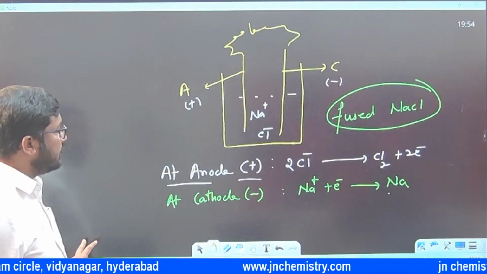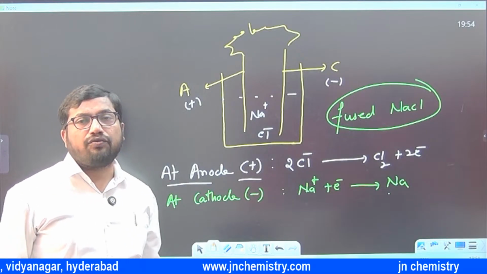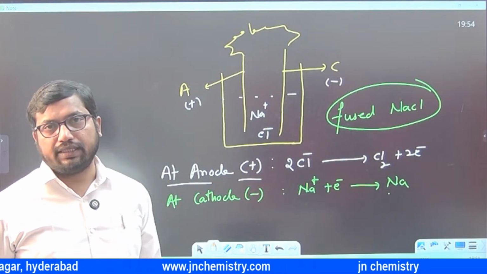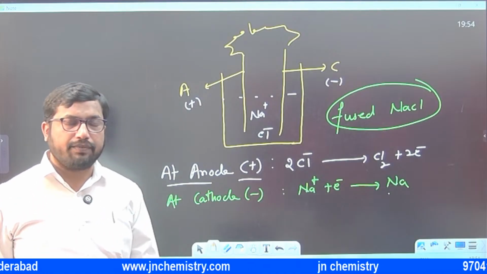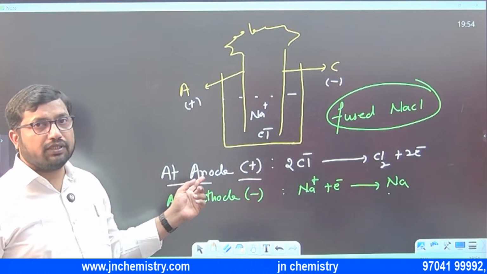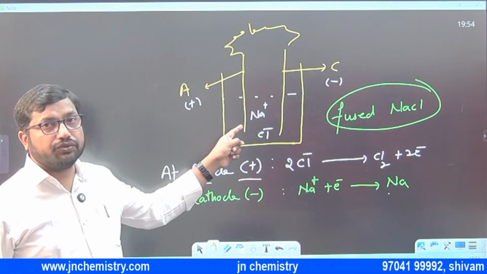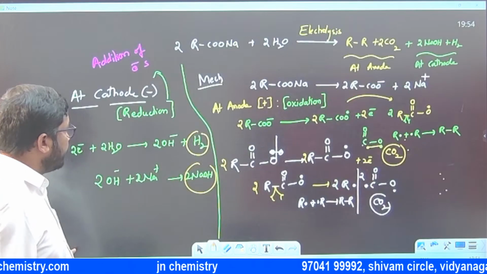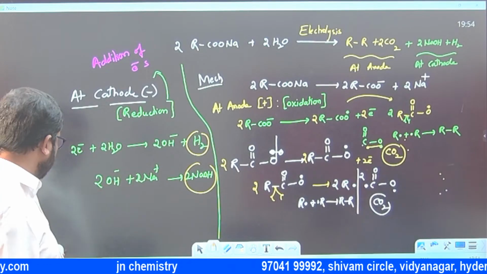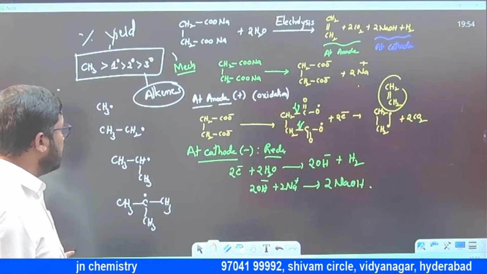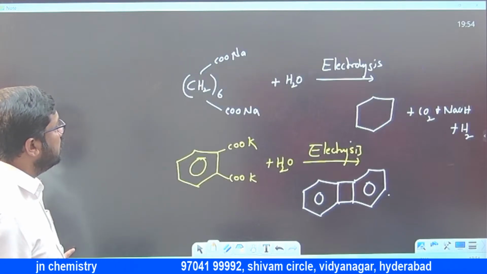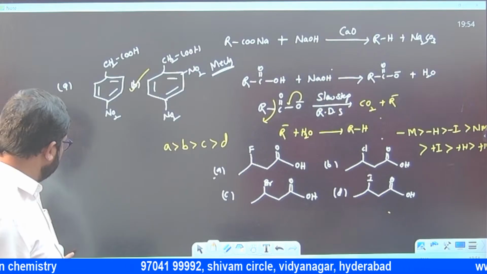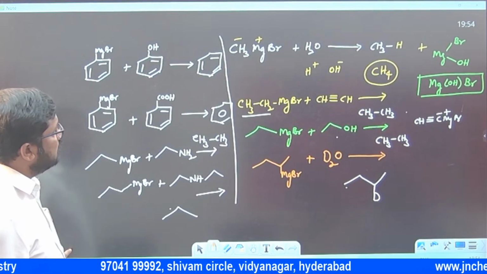In Kolbe electrolysis, first what is anode, what is cathode, what is oxidation, what is reduction, what is an electrolytic cell, what is an electrochemical cell. Electrolytic cell means what? Electrical energy we are using to produce chemical energy, right? Electrolysis. Then the mechanisms which we discussed today.